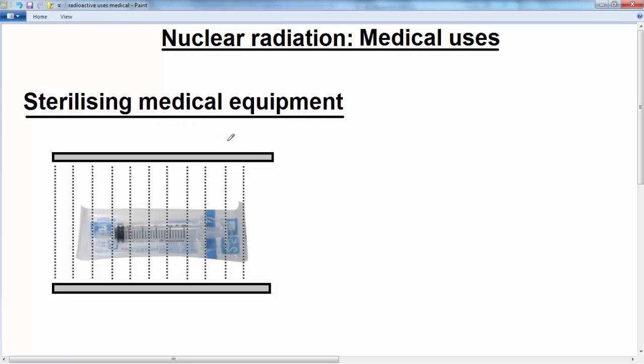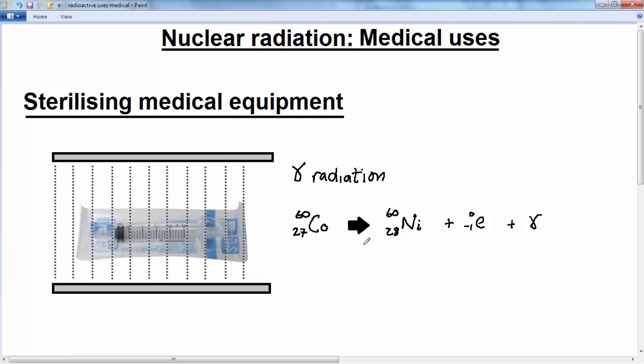Okay, so the first one is for sterilizing medical equipment, and that's going to require a gamma source, so we require gamma radiation, and a typical source for this is cobalt-60, which is a beta emitter, so that will decay into nickel, which is one step up in the periodic table, and we get a beta particle and the gamma radiation, which is what we require really for this sterilizing. Okay, so this method is also used for sterilizing packaged foods.